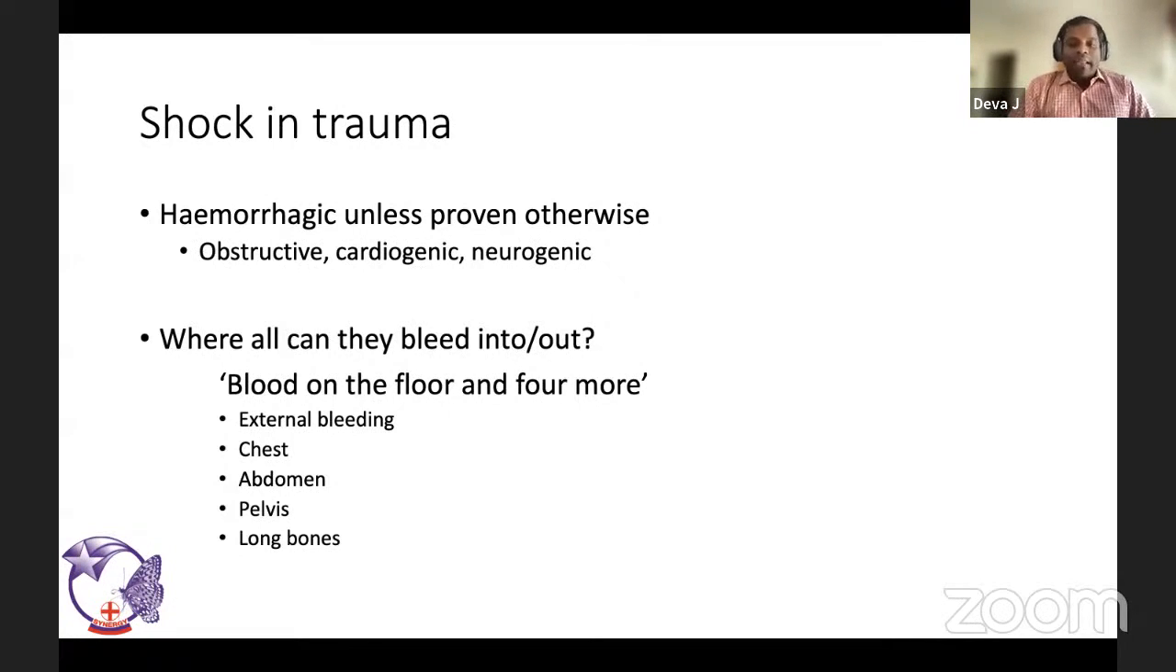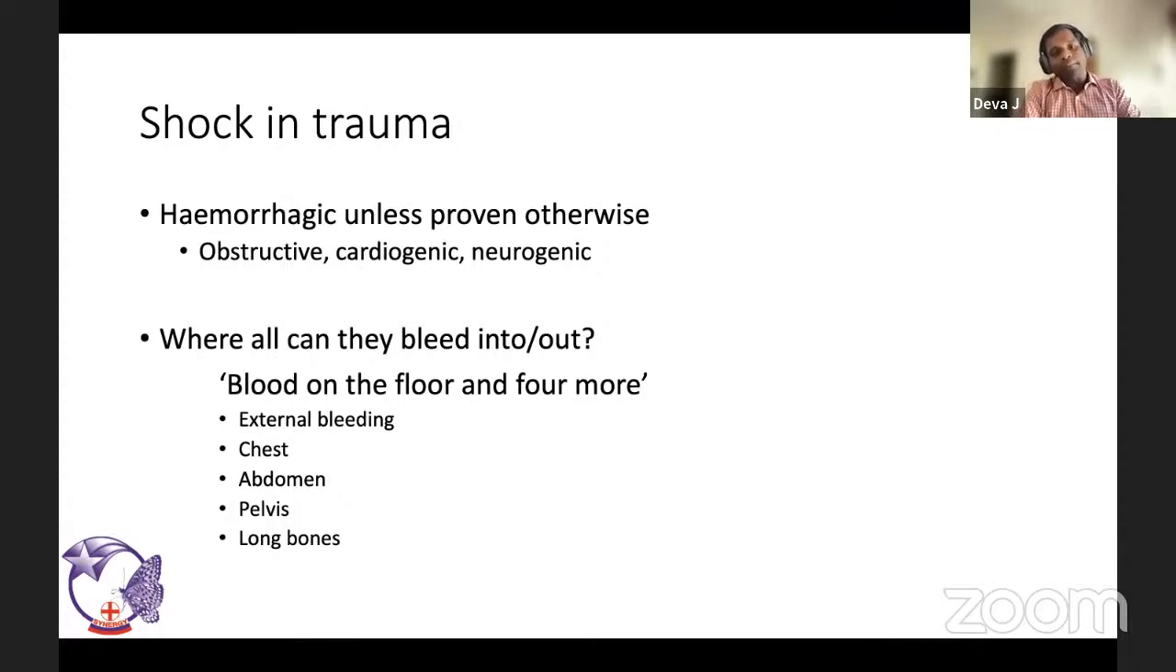So where all can they bleed into or out? It's important for you to remember blood on the floor and 4 more. So they can bleed externally. The previous picture you saw, the gentleman was bleeding quite profusely from the scalp. Or they can have internal bleeding. The internal bleeding can be in the chest, can be in the abdomen, can be in the pelvis, and can be in the long bones.